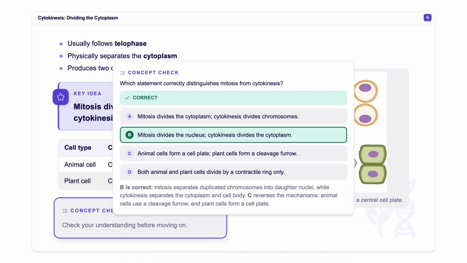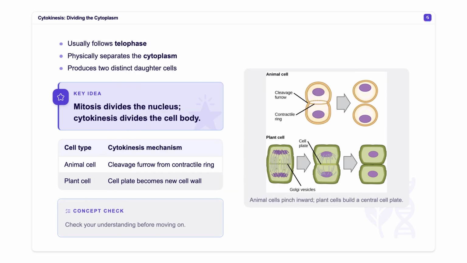B is correct. Mitosis separates duplicated chromosomes into daughter nuclei, while cytokinesis separates the cytoplasm and cell body. C reverses the mechanisms. Animal cells use a cleavage furrow, and plant cells form a cell plate. As you move forward, keep asking what is being divided, the nucleus during mitosis or the cytoplasm during cytokinesis. That distinction will help explain why daughter cells end up complete.